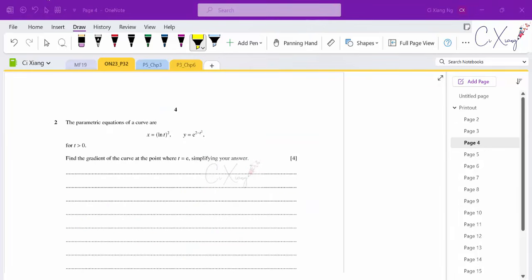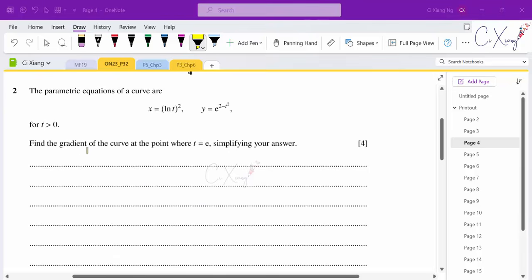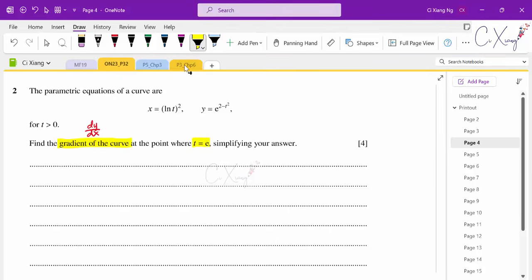Okay, so come to question number 2. We are given the parametric equations for a curve. So these are the parametric equations. For t greater than 0, find the gradient of the curve. So again, highlight the keyword gradient of the curve. Basically, this means dy dx. So you want to find out the value of dy dx when t equals e, meaning e power 1, simplifying your answer.